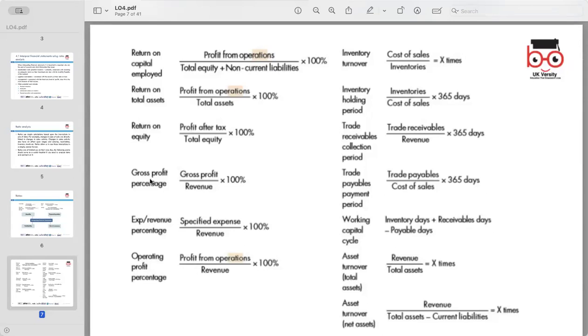Then working capital cycle. The working capital cycle measures the time it takes for a company to convert its current assets into cash and then back into cash again. It is calculated by subtracting the payable days from the sum of the inventory days and receivable days.